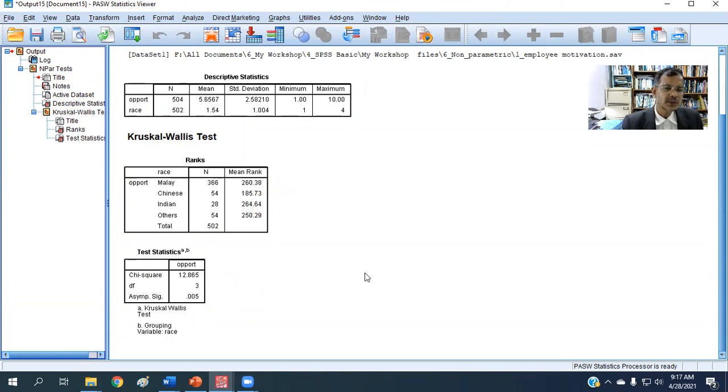In a nutshell, we can conclude that the Kruskal Wallis test is significant for race. Qualification has nothing to do with the preference, but the various races actually differ in terms of preference on this motivating factor, which is opportunity to grow.